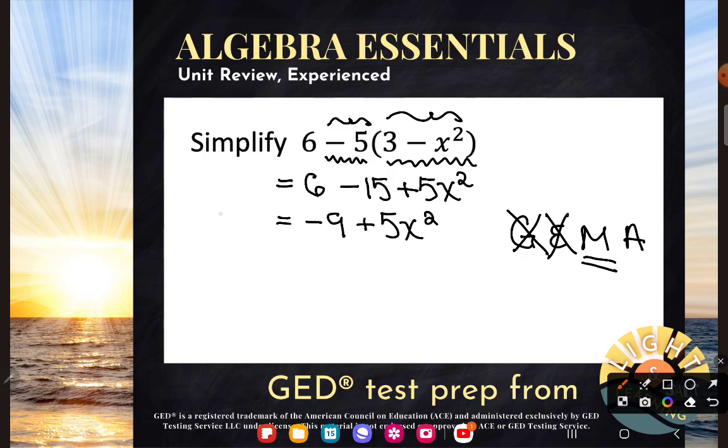So now this is a correct answer, but it's not how you'll see it written in the answer key. In the answer key, you're going to see the variable term first. So the variable term is 5x squared, and the numeric term second, so it's negative 9 or minus 9.